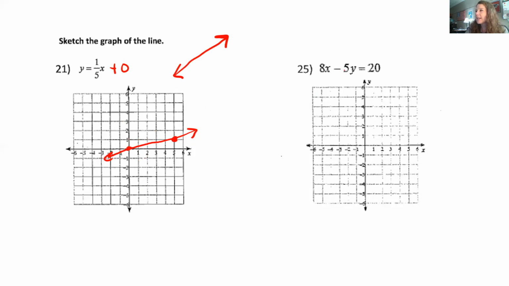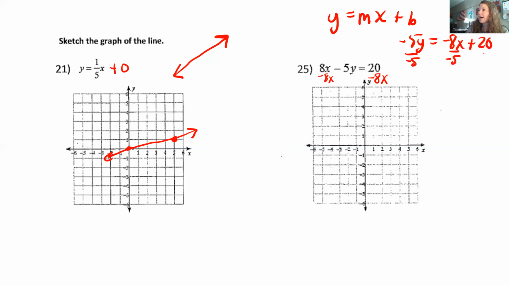Yes. All right, and then number 25, make sure you put it in slope intercept form, or you could use your x and y intercepts, either way. But I'm going to solve for y, so I'm going to subtract 8x from both sides. So I get -5y is equal to -8x plus 20. Then I'm going to divide every single term by -5. So a negative divided by a negative is +8/5x, and 20 divided by -5 is -4.